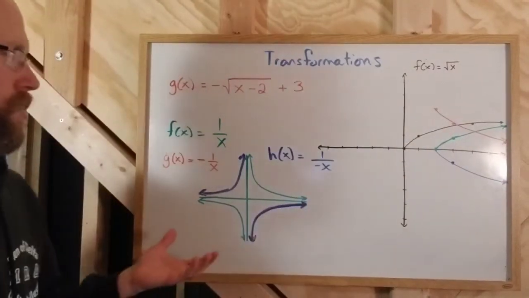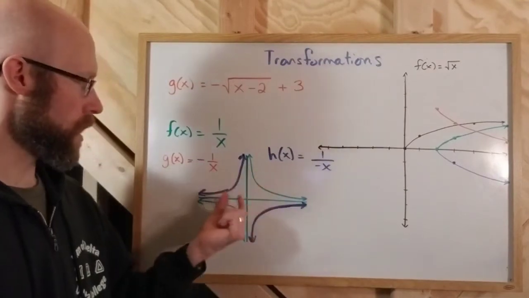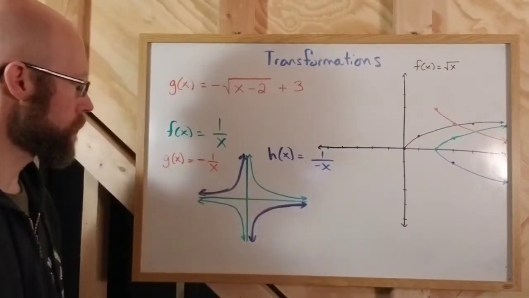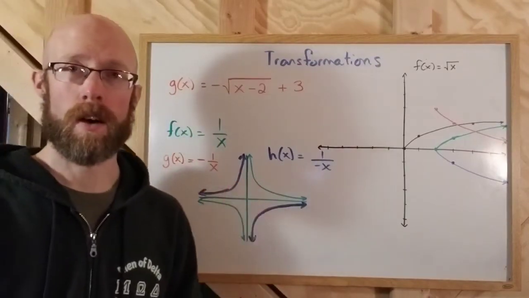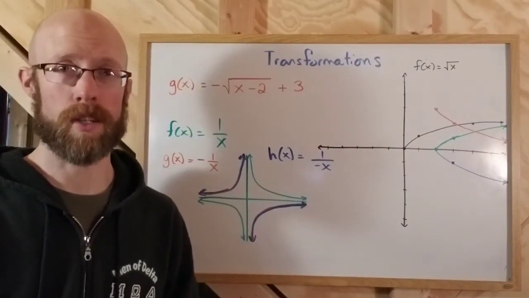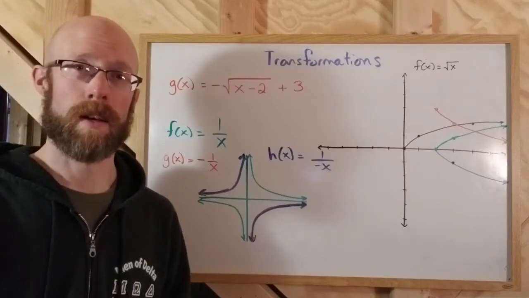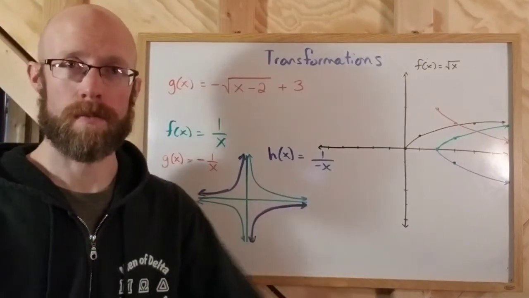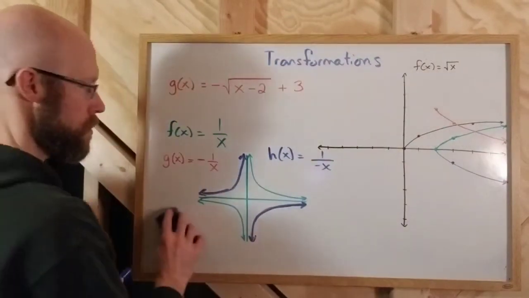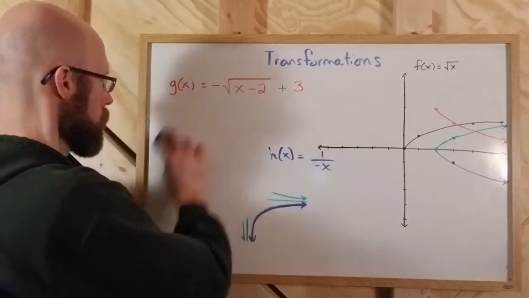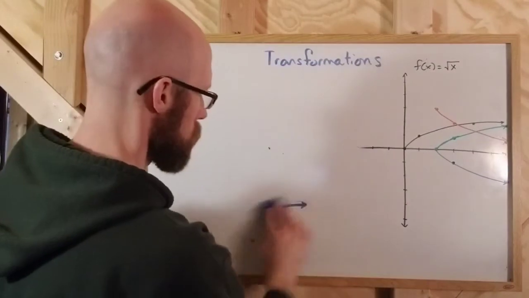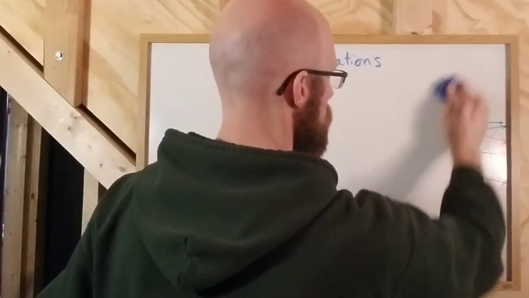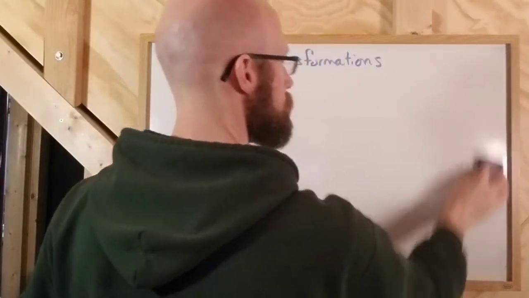And so because of the origin symmetry on that original reciprocal function, a horizontal and vertical reflection end up really being the same thing. They do the same thing to the graph. Okay, they have the same result. But there are some other really interesting functions and cool applications to transformations. So let's take a look at a couple.